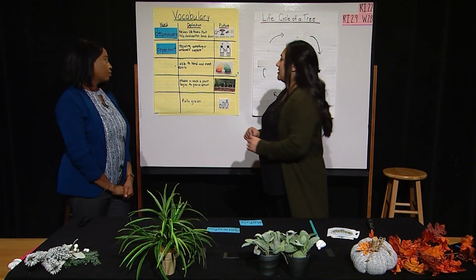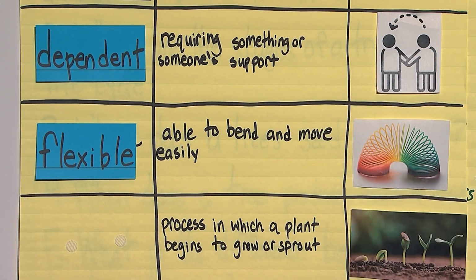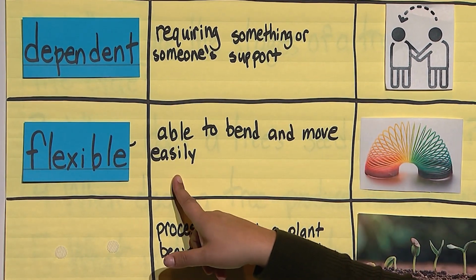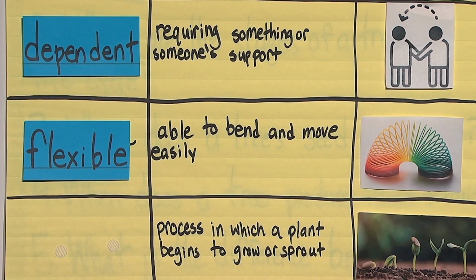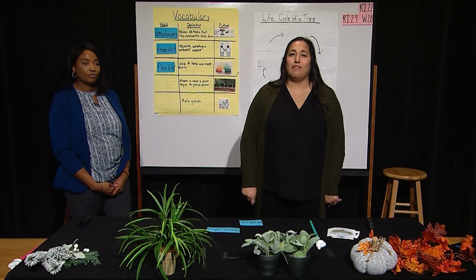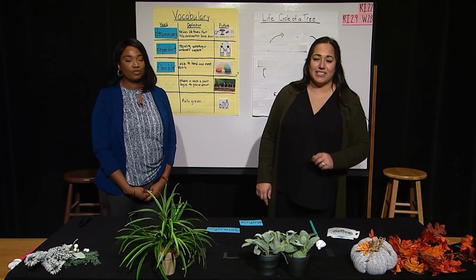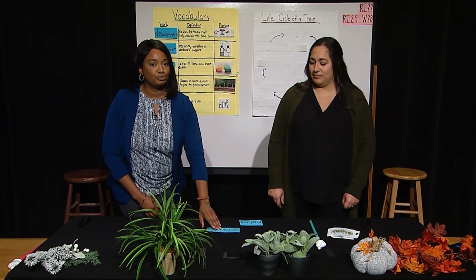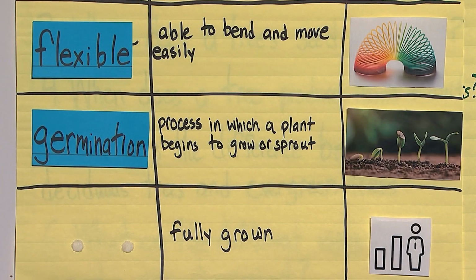Our next word is flexible. Flexible means able to bend and move easily. Flexible is an adjective, and so we could say we might be able to touch our toes to see how flexible we are. What's the word, scholars? Yes, flexible. Next, we have the word germination. What's the word? Yes, germination.